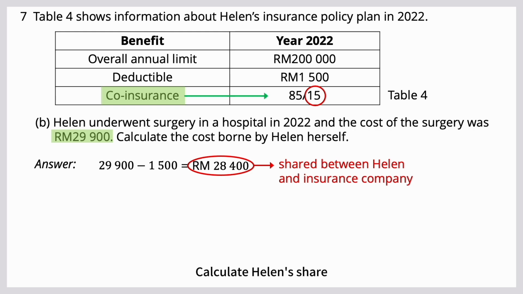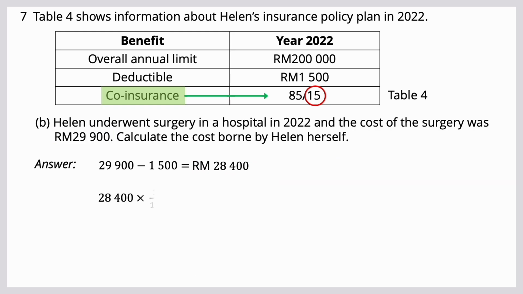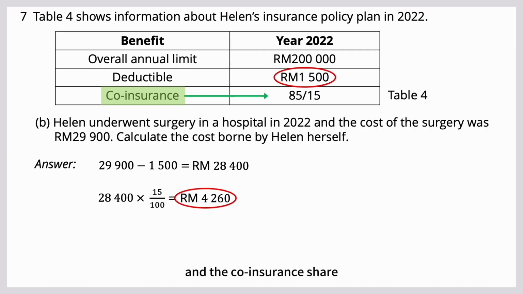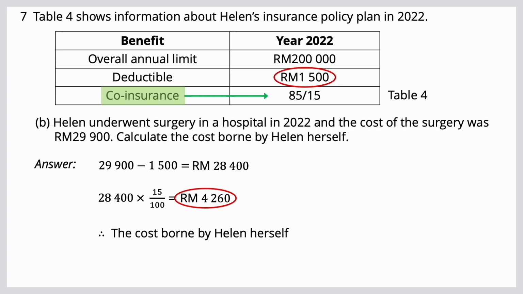Calculate Helen's share. 28,400 times 15% equals 4,260 ringgit Malaysia. The deductible, 1,500. And the co-insurance share, 4,260. Therefore, the cost borne by Helen herself is 1,500 plus 4,260 equals 5,760 ringgit Malaysia.